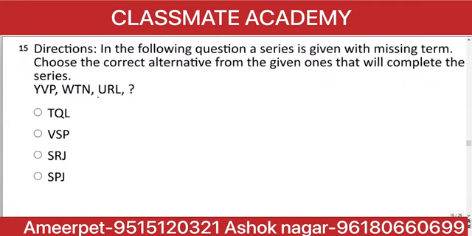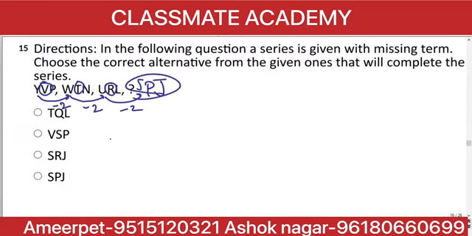Next, again a series, but with respect to letters. The moment you see this question, I can clearly say that it is a mixed series pattern. Y to W, how much decreasing? -2. W to U, how much decreasing? -2. So U. In the same way, V to T -2, T to R -2, R -2 is P. In the same way, P minus 2 is N, N minus 2 is L, L minus 2 is J. So what is the answer? SPJ. So everything is -2 in all the 3 patterns.